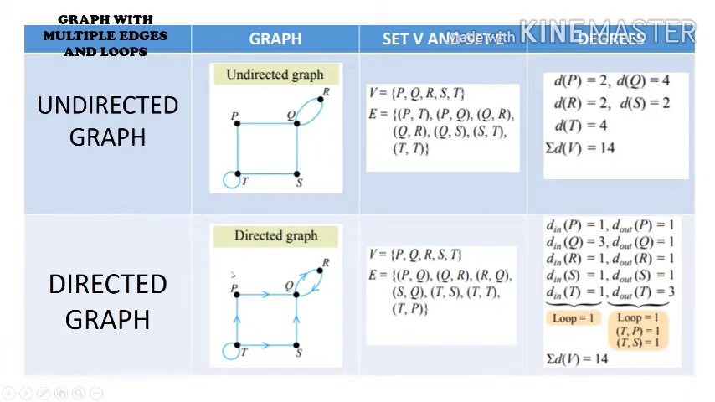For the directed graph, the set V is P, Q, R, S, and T, and the set of edges is PQ, QR, RQ, SQ, TS, TT, and TP, and the sum of degrees is 14.